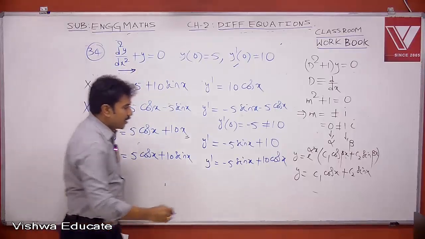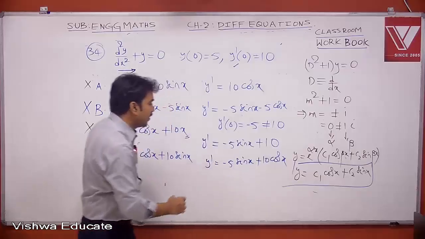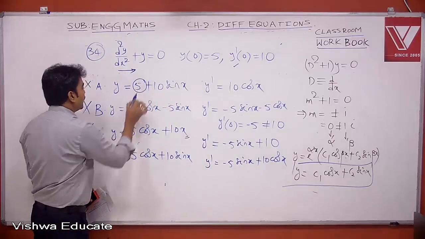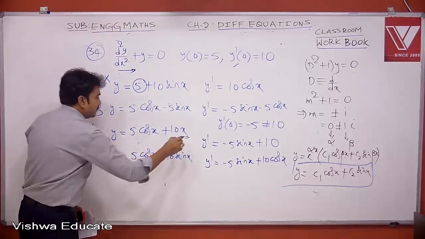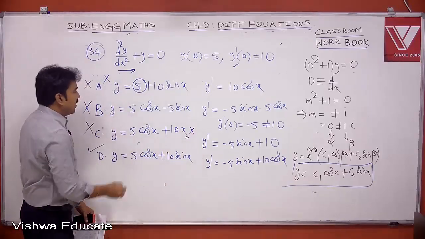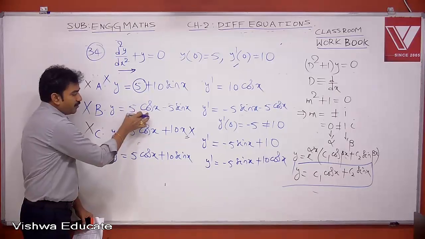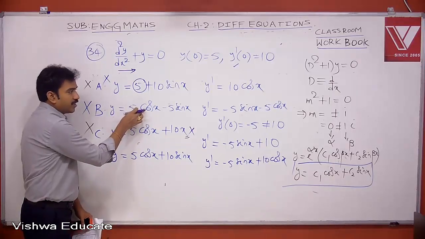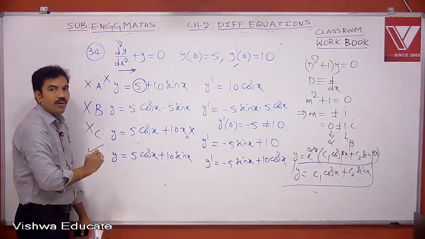In case of the general solution, this is constant into cos x plus constant into sin x. Now this 5 will not come, so it's a wrong option. This x will not come, it's a wrong option. Now the answer can be either B or D. When you try to verify boundary conditions, B fails the second boundary condition. Therefore eliminate this. Therefore D is the right answer. Right?